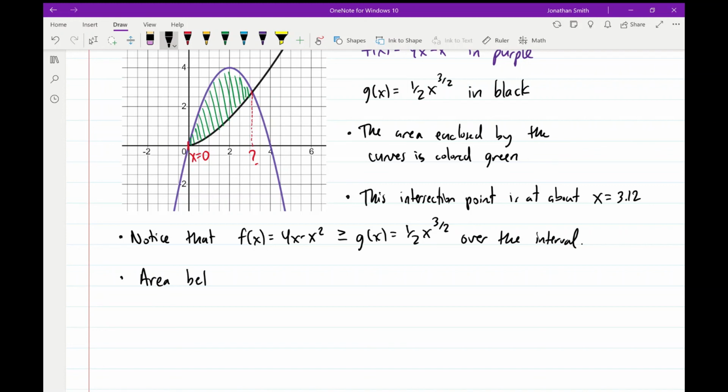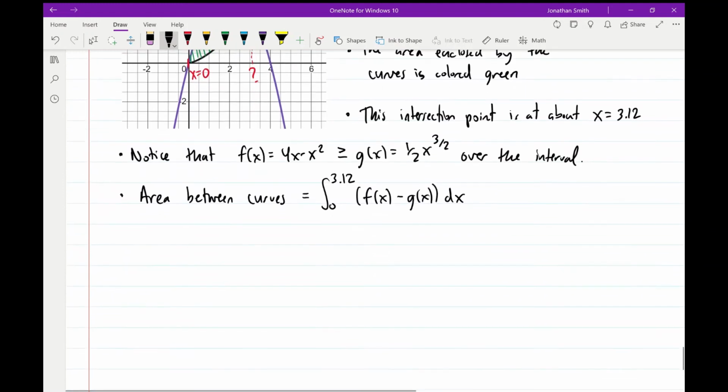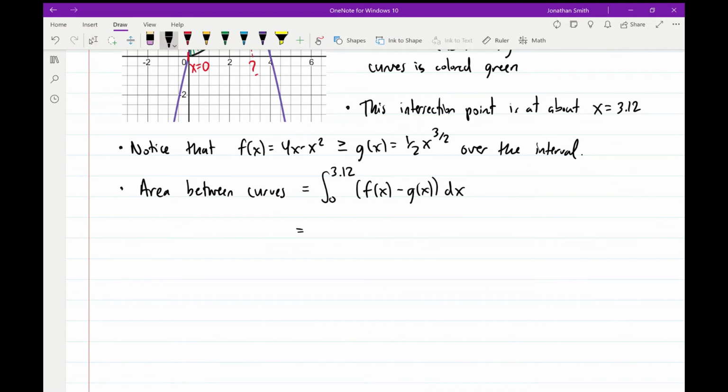So the area between the curves is equal to the integral from 0 to 3.12 of f of x, the bigger function, minus g of x, the smaller function, dx. And now I can actually plug in what those values are. So 0 to 3.12, and f of x is 4x minus x squared, and g of x is 1/2 times x to the 3/2 dx.